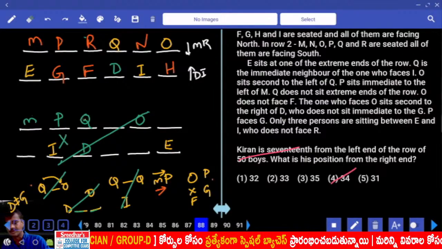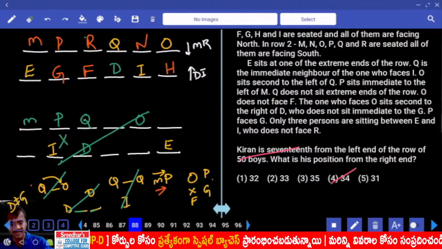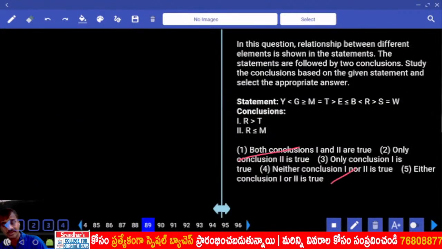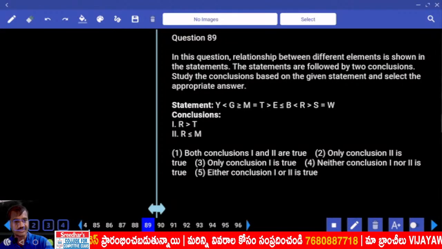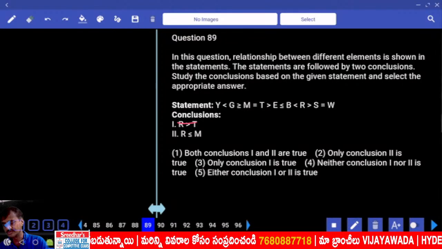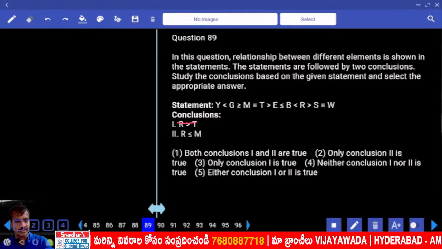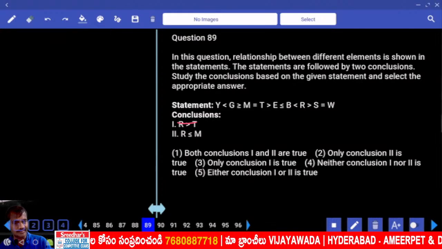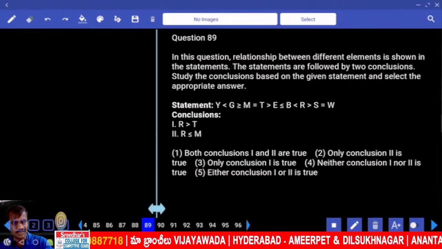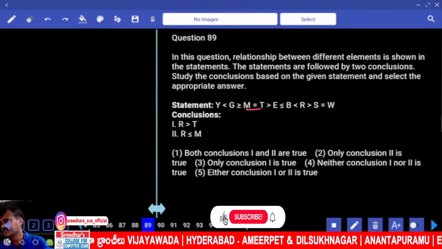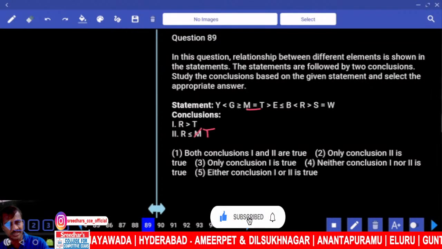Then, now this is about 88. 89 to 91, first or the second? Definitely under the first priority. Now R and T. T is here, R is here, opposite symbols, no relation. And next one, R and M. R and M again, opposite symbols, no relation. Now if you observe here, T and M are one and the same. In the place of M, we can take it as T.